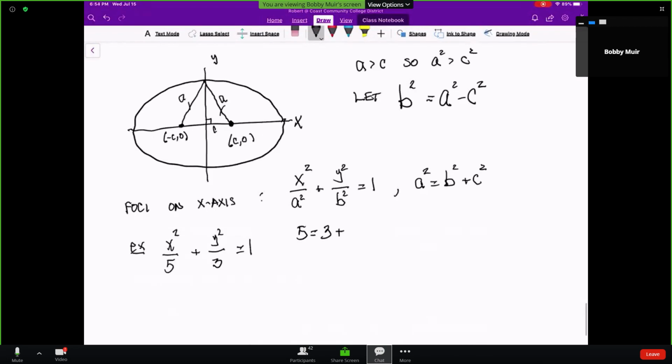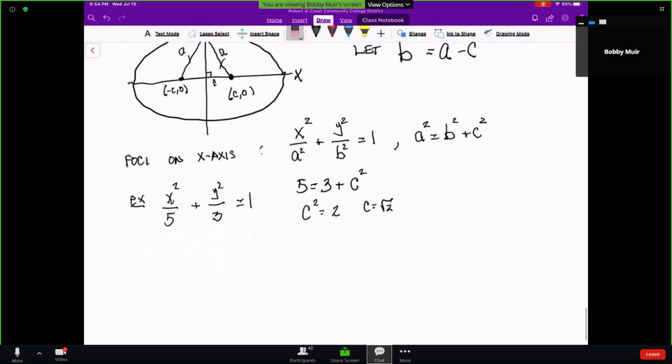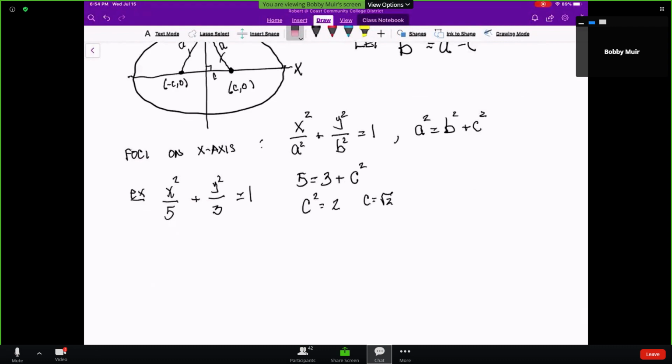Okay, so 5 is 3 plus c squared. So now we know that c squared equals 2, so c is radical 2. All right. And the foci, because they're on the x-axis, are going to be at the points plus or minus the square root of 2, comma 0.